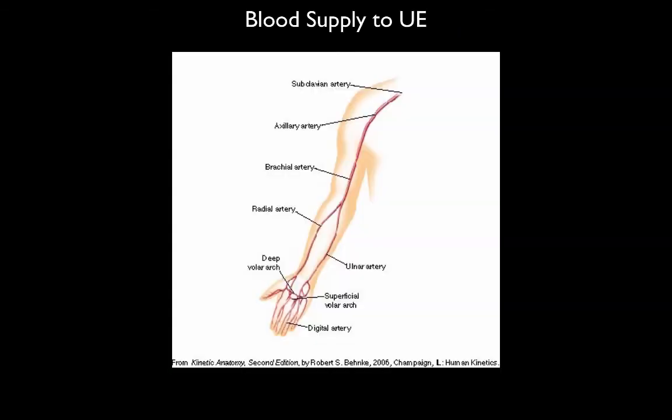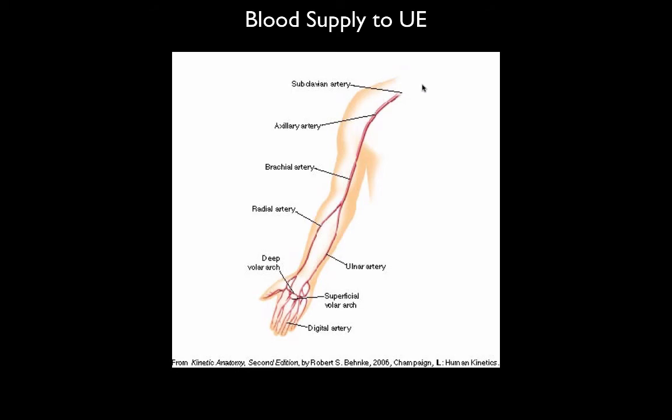The blood supply to the upper extremity is actually quite easy because it's one main vessel, just gets different names as we travel down the arm. This vessel starts at the brachiocephalic trunk of the heart, so somewhere over here, and as it travels away from the heart, we start to give it different names.